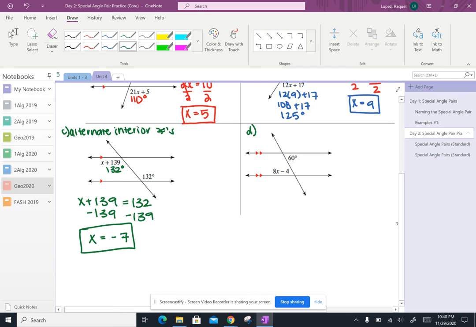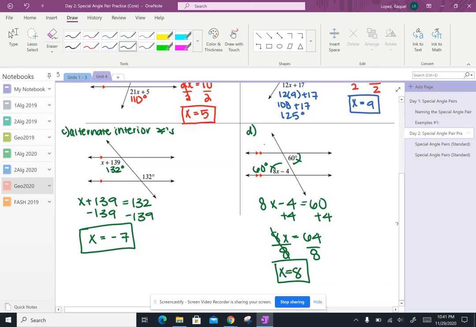Okay, last one. So again, I've got another pair of alternate interior angles, so I can set up 8x minus 4 equals 60. We're going to go ahead and solve for x and we're going to start off by adding 4 to both sides. So we get 8x equals 64. Last step is to divide both sides by 8, so we get x equals 8. Okay? And if that one angle that was given to us was 60, this angle must also be 60.